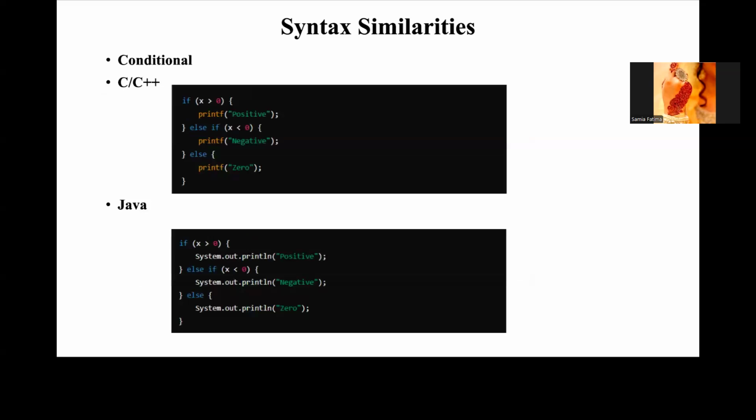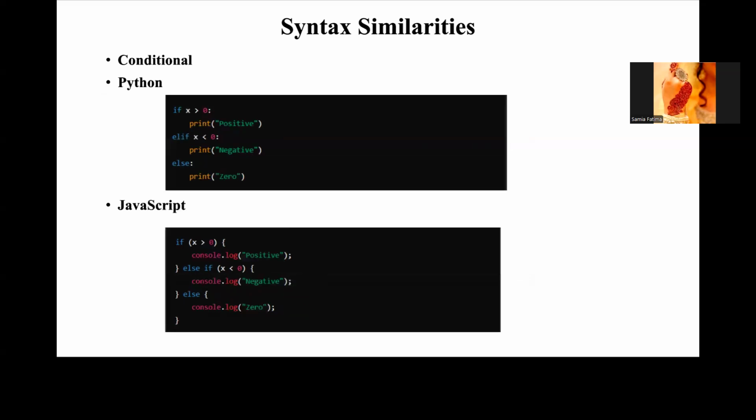For conditionals in C and C++, we use if, else if, and else statements to perform different actions based on conditions. For example, checking if x is positive, negative, or 0 and printing the corresponding message. Java works similarly, using System.out.print for output based on the value of x.